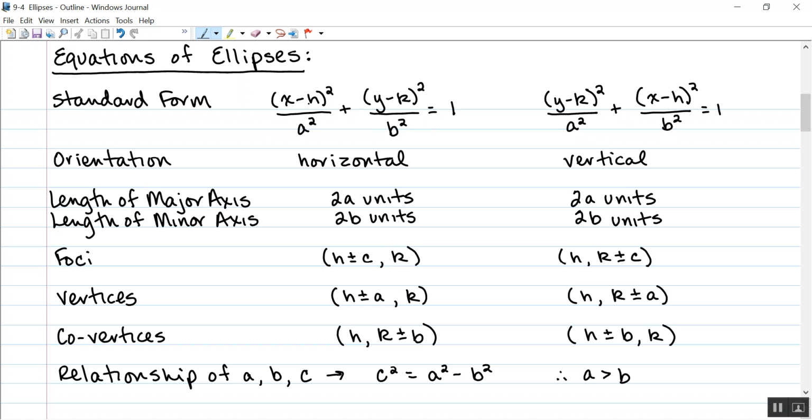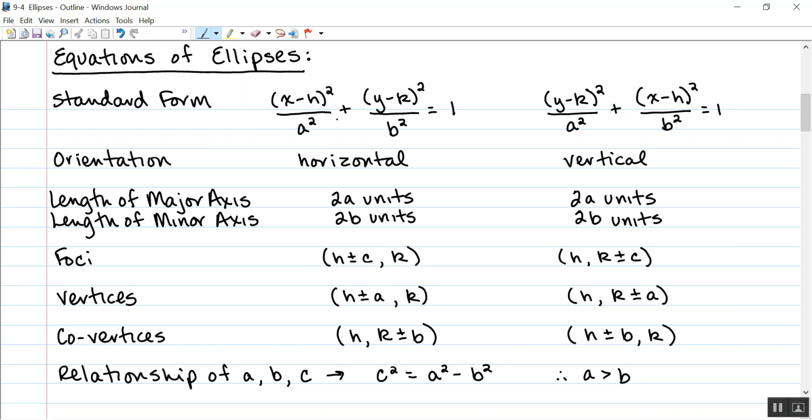So you have (x minus h) squared over a squared plus (y minus k) squared over b squared equals 1. Notice that in this one, this is horizontal, and a is underneath x. So x, think of that as the horizontal axis. a is always going to be a larger number than b. Okay, so this is the one for the horizontal.